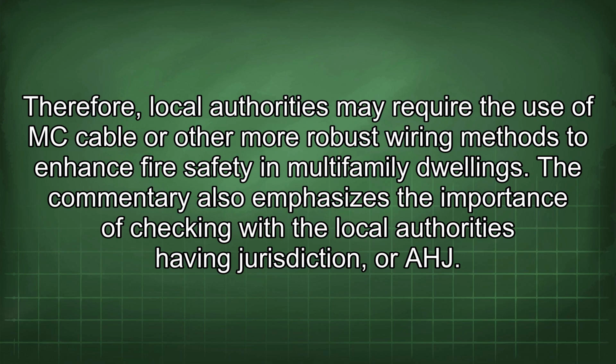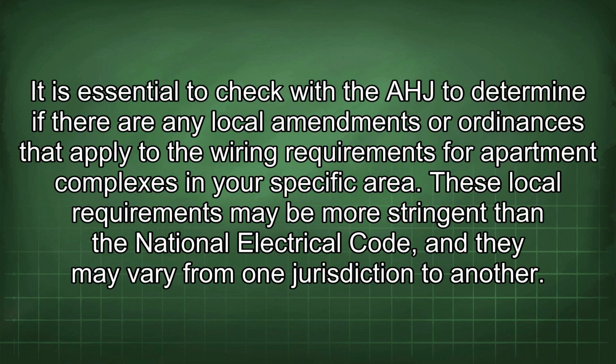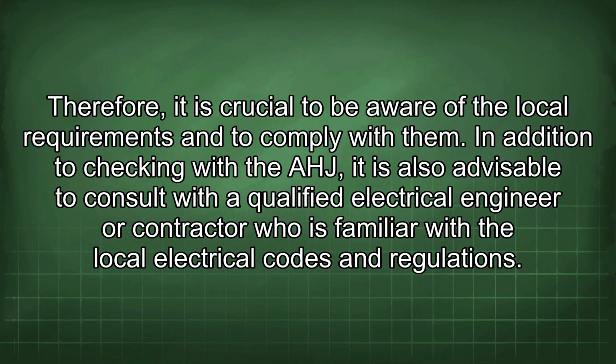The commentary also emphasizes the importance of checking with the local authorities having jurisdiction, or AHJ. The AHJ is the governmental agency or official that is responsible for enforcing the electrical code in a particular area. This could be a city, county, or state agency. It is essential to check with the AHJ to determine if there are any local amendments or ordinances that apply to the wiring requirements for apartment complexes in your specific area. These local requirements may be more stringent than the National Electrical Code, and they may vary from one jurisdiction to another. Therefore, it is crucial to be aware of the local requirements and to comply with them.